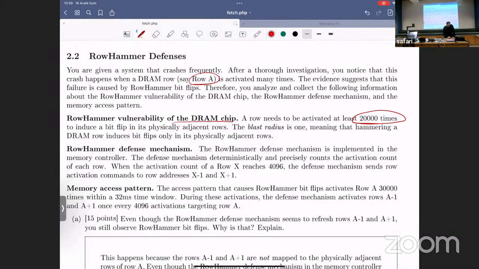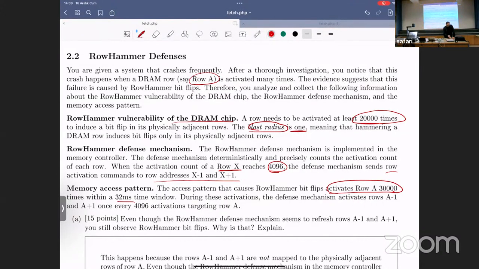So when we look at our RowHammer defense mechanism, the behavior is like this. Whenever a row X is activated 4096 times, it triggers a defense action that sends row activation commands to the row addresses X minus one and X plus one. Also, from the DRAM chip's characterization, we know that the blast radius is one, meaning that when you hammer a row, you induce bit flips only in the adjacent rows, not the other rows. And this memory access pattern activates row A 30,000 times, which is definitely larger than 20,000 times, in a 32 millisecond time window.